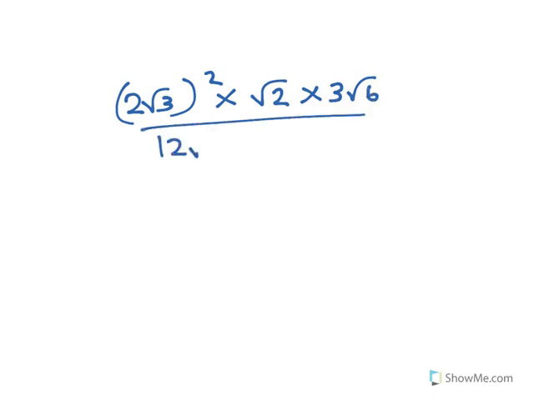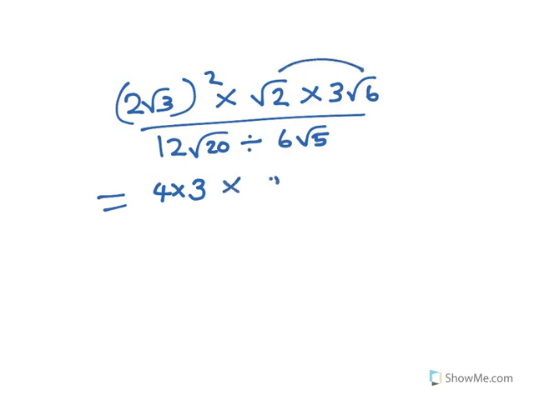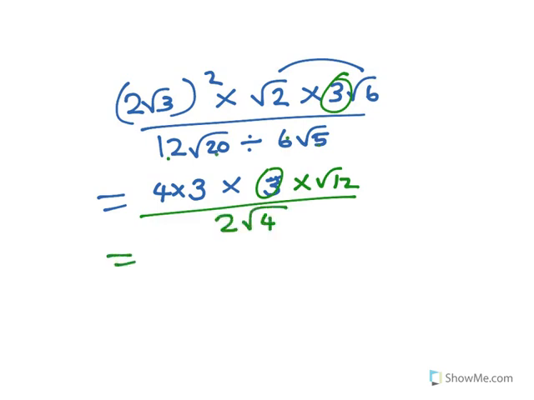Okay, just a bigger question. So we did this: root 2 times 3 root 6 over 12 root 20 divided by 6 root 5. Okay, so looking at this here then, that'll be 4 times 3 times root 2 times root 6 is root 12, and then you've got this 3 here, so that'll be root 12, over 12 divided by 6 is 2. Root 20 divided by root 5 is root 4.